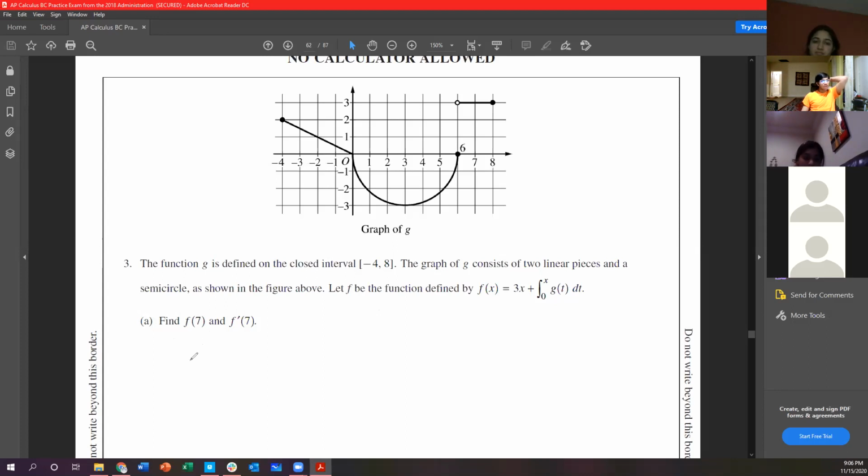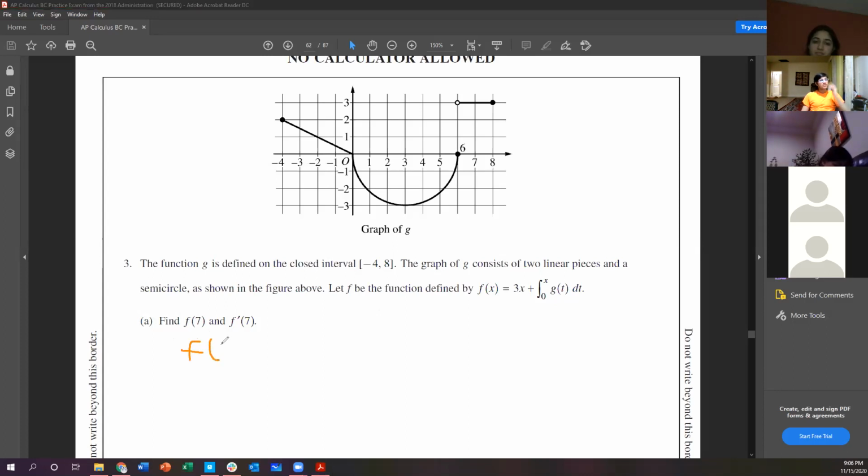So we're trying to find f of 7, right? So for f of 7, we can just use our definition of the function, which is 3 times 7, which is 21, plus the integral from 0 to 7 of g of t dt. Well, I can just think of the integral of g of t dt as the area under the curve, or the net change of accumulation from 0 to 7. So I'm finding the area from here to here. So I have 21 plus 0 to 7.